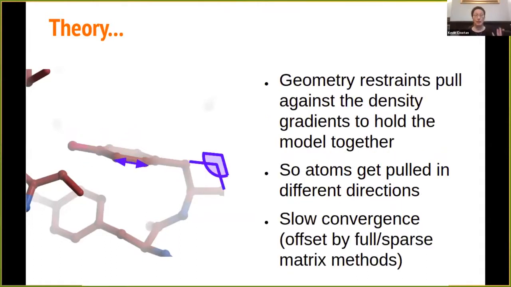So what do we do? Well, we introduce geometry restraints, and these pull against the density gradients to hold the model together. So the atoms get pulled in one direction by the density gradients and in another direction by the geometry restraints, and hopefully the combination of those two take groups of atoms in sensible directions. This can, of course, lead to slow convergence, although more sophisticated numerical methods can offset that.